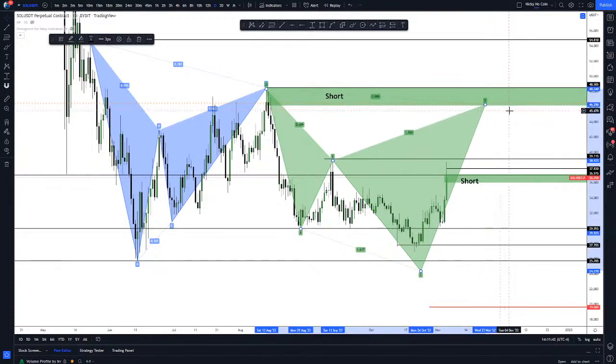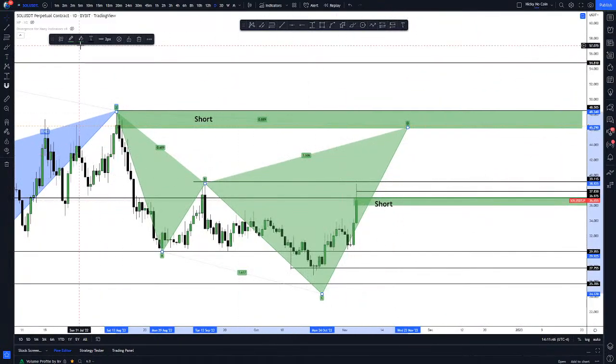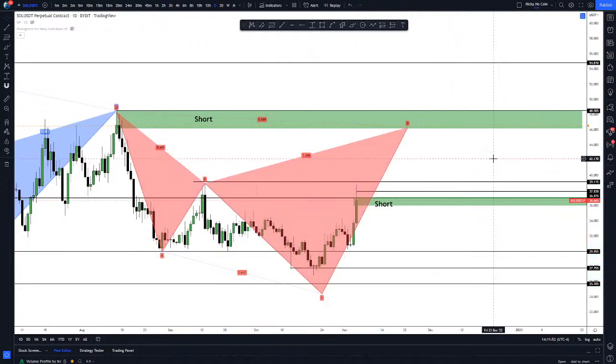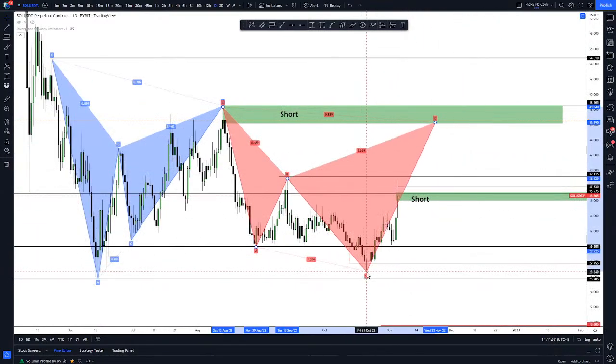This would be another big resistance zone and a legit pattern on the macro level. So I'll probably try to take a short here if we do extend all the way up to this, because this is a huge pattern. This is a big pattern. These play out.